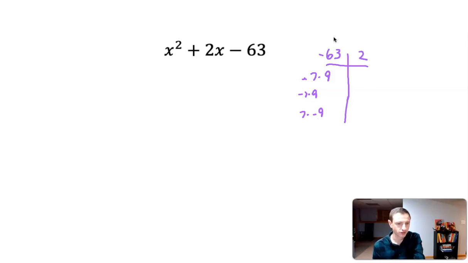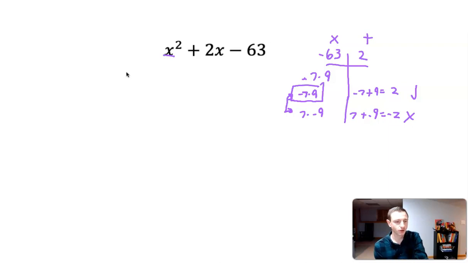And that's when the addition step comes into play. Both of these scenarios are going to multiply to this negative 63, but we want one scenario to add up to a positive 2. So which one is it? Negative 7 plus 9 equals a positive 2. There it is. And if you want to check the other one, 7 plus negative 9 is negative 2. That's not what we want. We want positive 2. So that's the combination of values that is going to work.